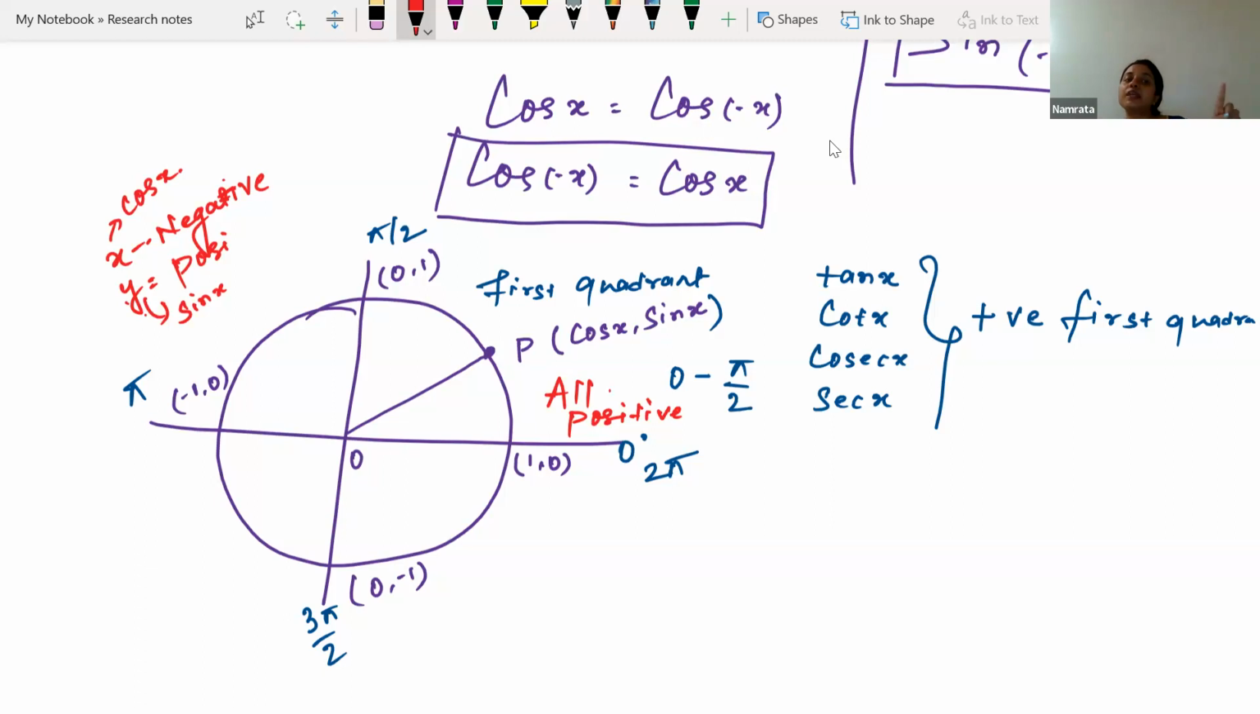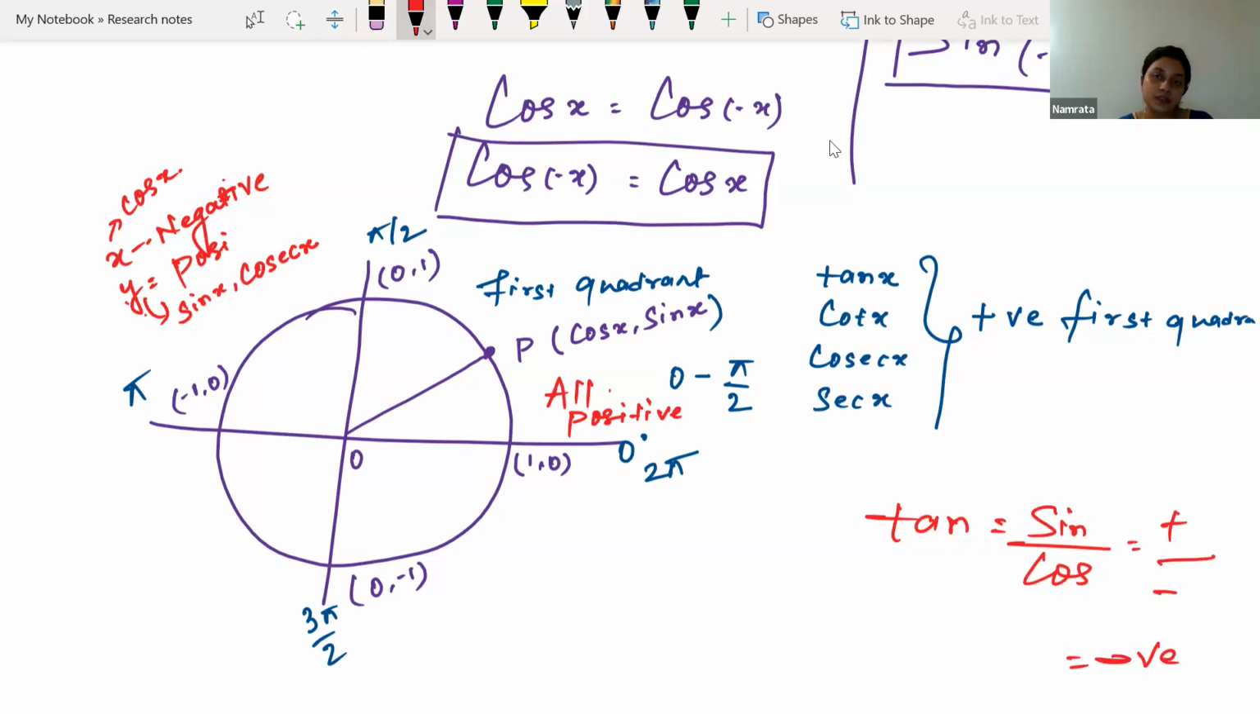In the second quadrant, the x value is negative because it's the left-hand side of x, and the y value is the upper one, so it's positive. X represents cosine, y represents sine. So sine is positive in the second quadrant, but cos is negative. Since sine is positive, cosec will be positive because cosec means 1 by sine. Cos is negative, so sec will be negative. Tan means sine by cos: positive by negative, the result will be negative. Yes or no? Yes, ma'am. So the rest of the trigonometric ratios will be negative.